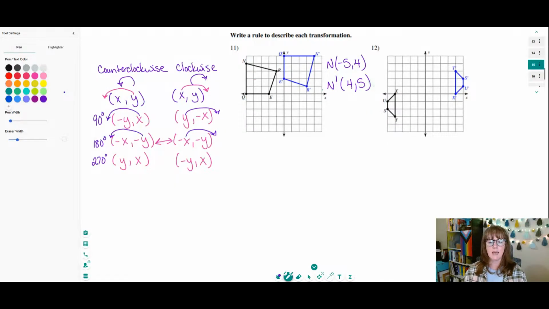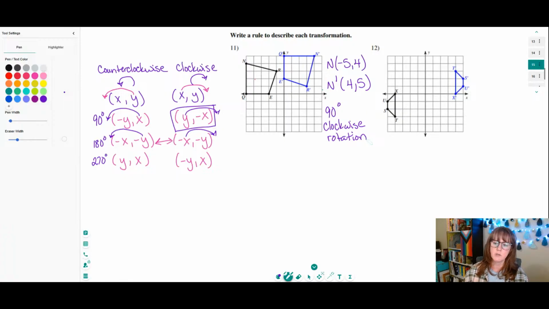So let's see what's happened here. It looks like our x and y have switched, so I know it's not a 180. And the original x was -5, but then when it moved over here, it got switched to a +5. So that tells me this rule right here. The x and y are switched, and the x has changed sign from its original sign. So this is a 90-degree clockwise rotation.